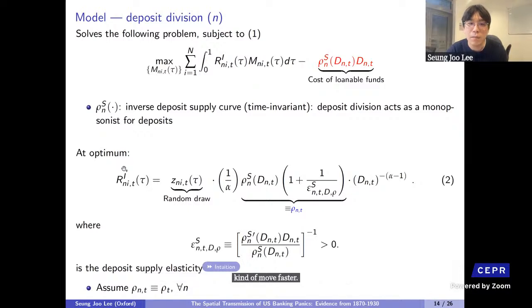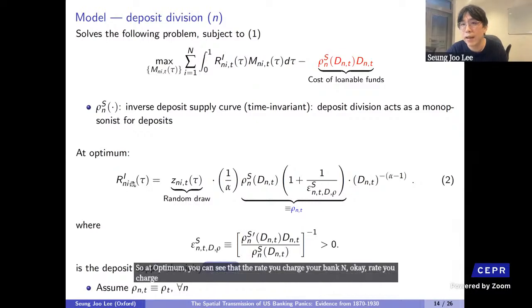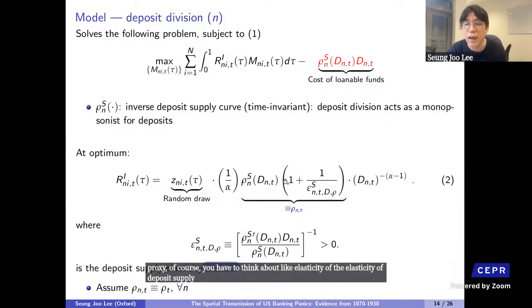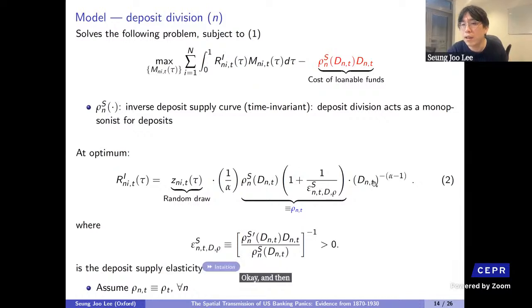So at optimum, you can see that the rate you charge, your bank N, the rate you charge to a different bank I, where a different bank means a different state, is proportional to how hard it is for you to make a loan of funds. Because this is the transaction cost realization times some deposit rate proxy. Of course, you have to think about the elasticity of deposit supply. And then times D and T to the power of minus gamma alpha minus 1. But as I said, alpha is greater than 1.